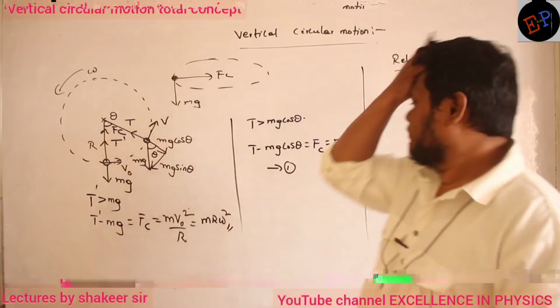So total should be equal to how much? Total should be equal to 0. Okay, so therefore the mass will get cancelled. So if I do this calculation, you will get theta is equal to cos inverse of (2gl minus u square) divided by 3gl. Okay? And this calculation you should do.